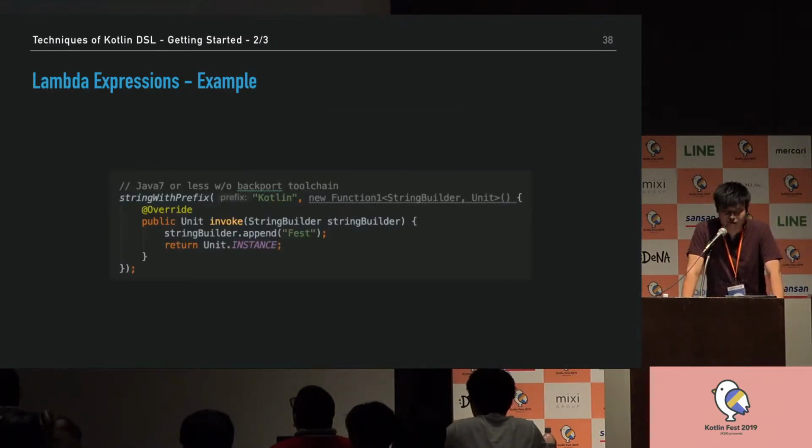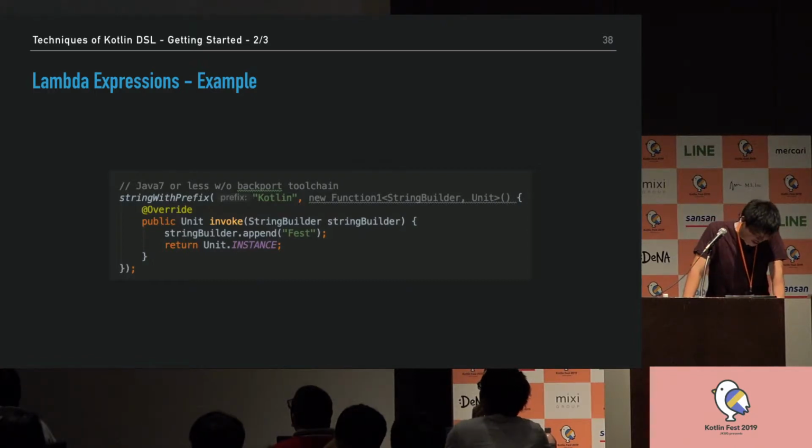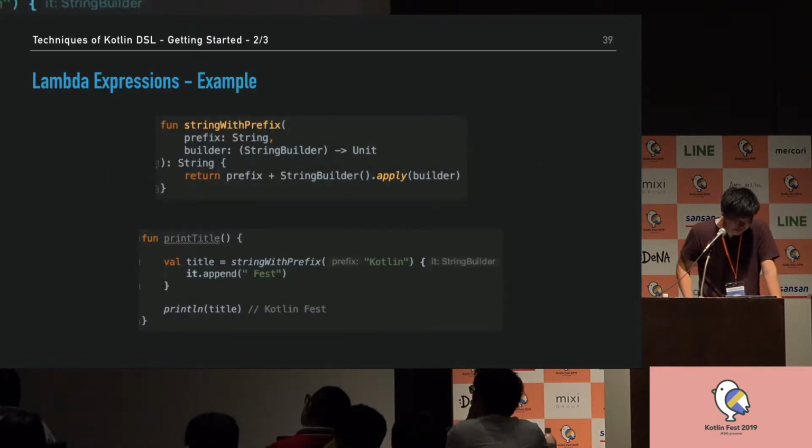If we want to call this function from Java 7 or less, then the code will be like this. I know what you want to say. Looks so beautiful, right? So, okay, let's go back to the Kotlin code, sorry.